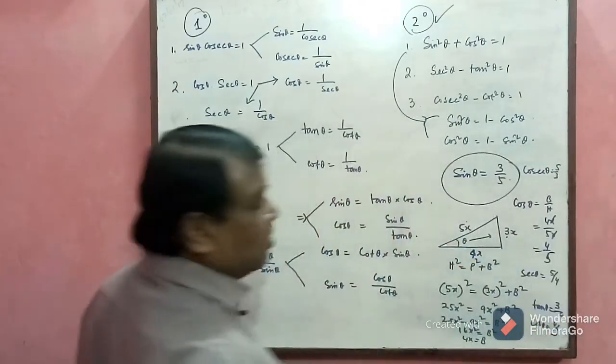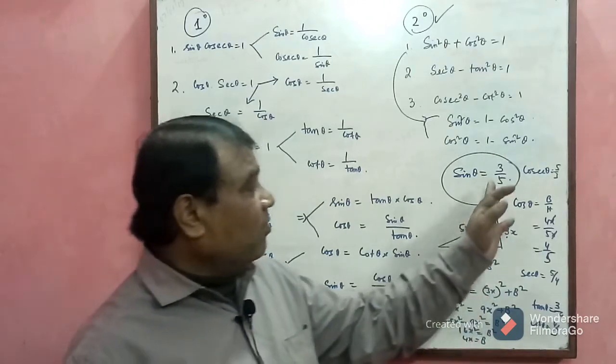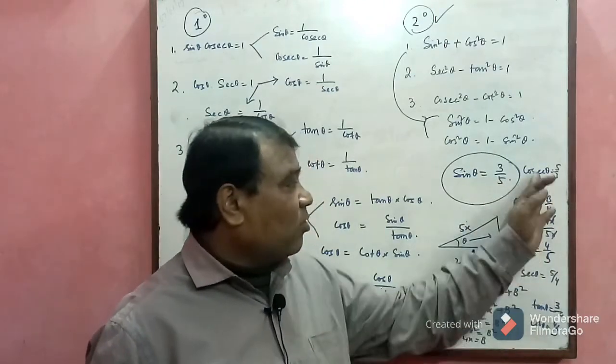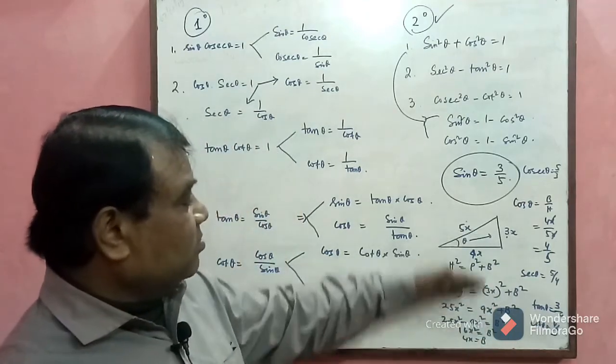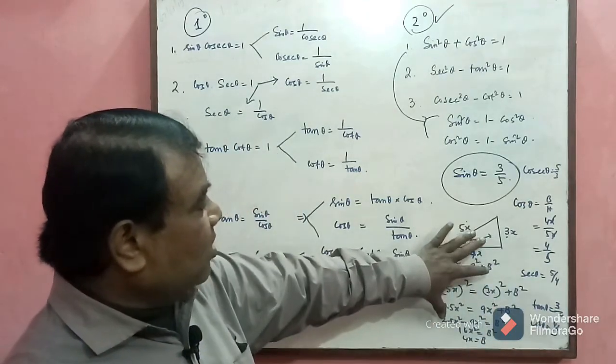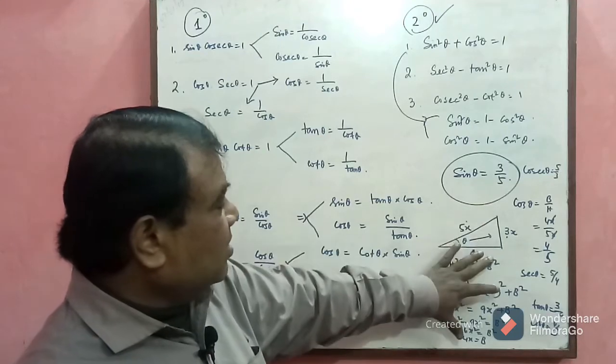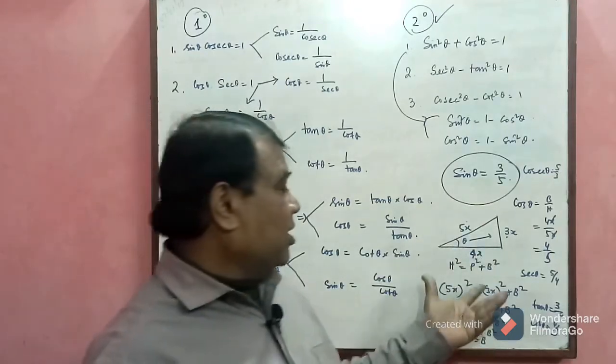This is the advantage of trigonometry. If we know one variable, we can easily find out the other variables with the help of Pythagoras theorem, because we can find out the value of any side of a right angle triangle if the other two sides are given.